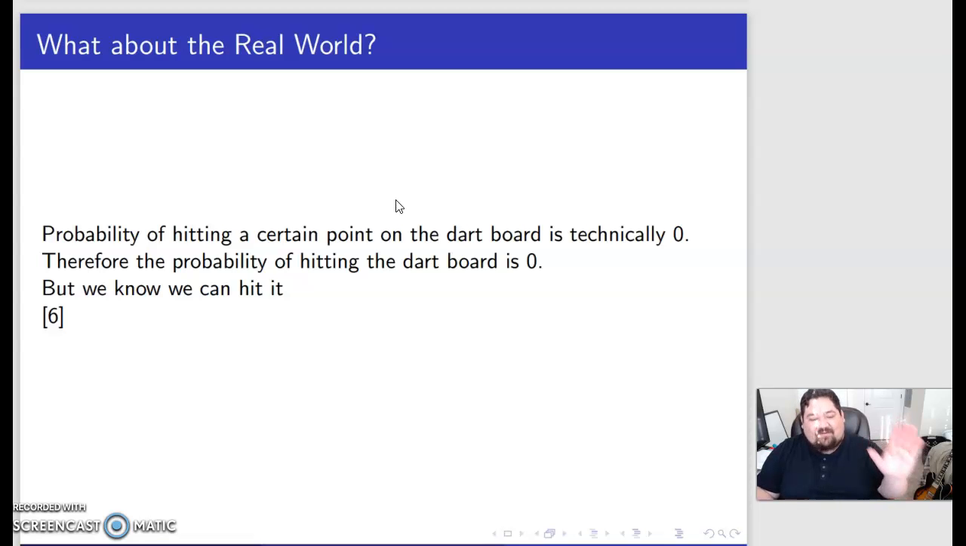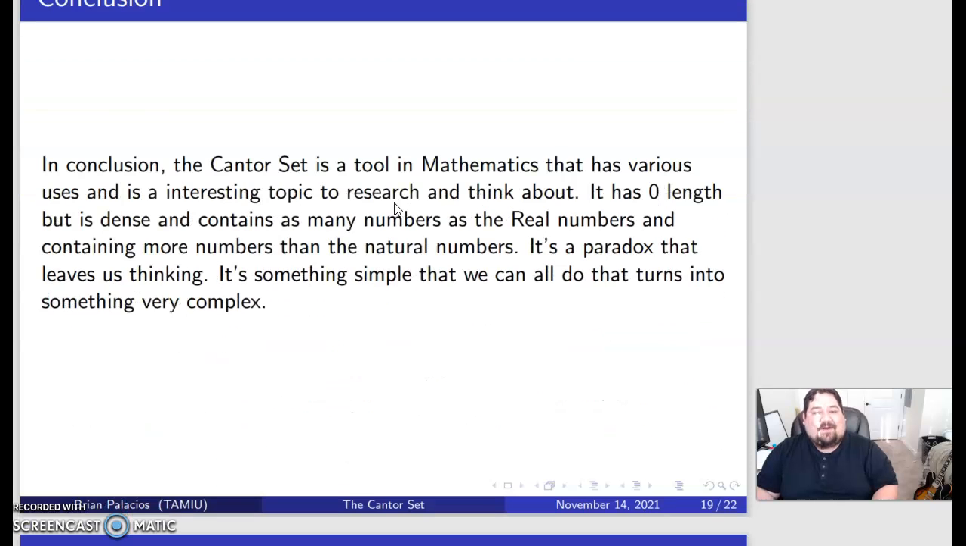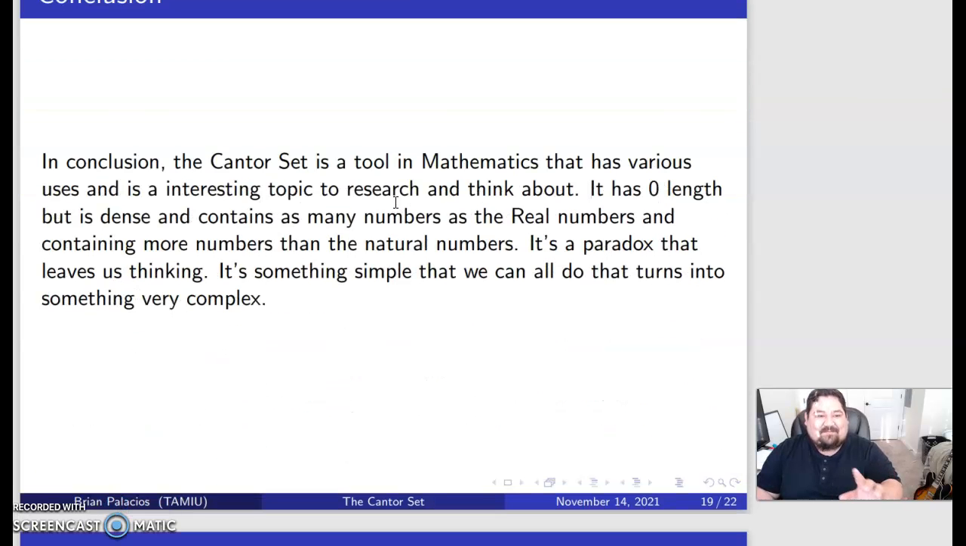So I think I've covered all my plot holes in here. And so let's get back to the real question, right? Which is the conclusion. So the Cantor set again, I had to see one thing I didn't cover, but it's dense, it has 0 length, it's uncountable, it's a paradox, it's something simple but very complex in a way, and it's mathematics.